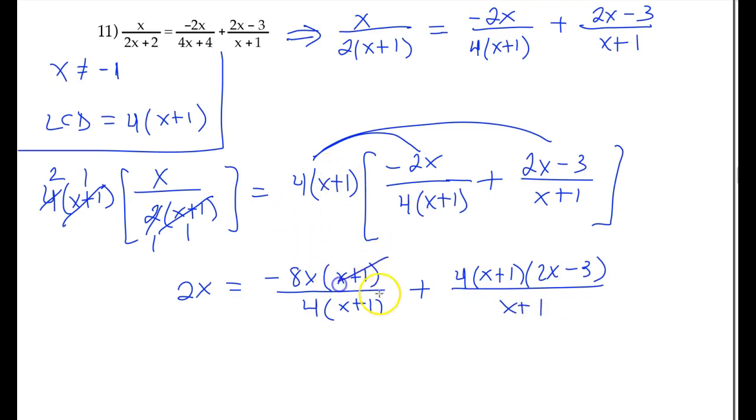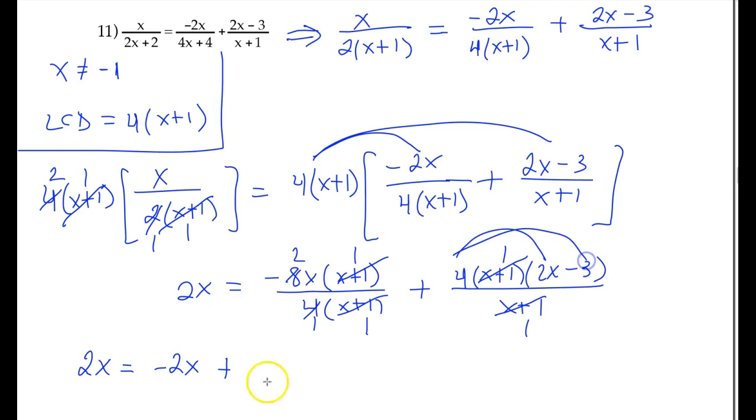And here we know that these x plus 1s would reduce to 1. 8 divided by 4 is just 2. And these x plus 1s here would reduce to 1. So what we would end up with is 2x on this side, and we would have a minus 2x for the first term here. And then this would be plus 4 times both of these terms here. So that'll be 8x minus 12.